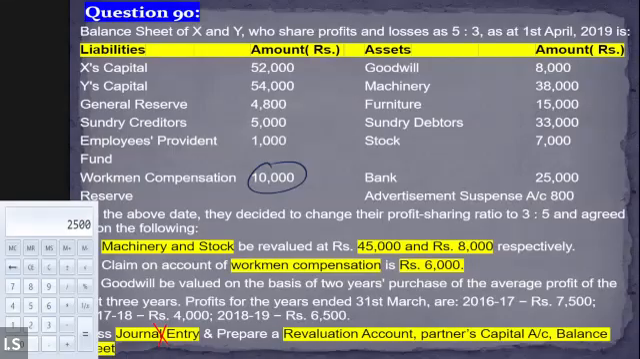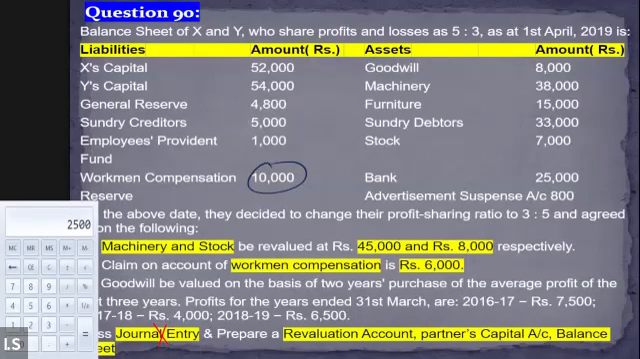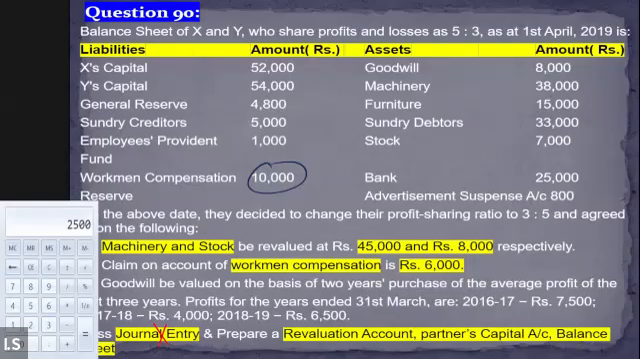Tell me who is gaining and who is sacrificing. So the old ratio itself is the sacrificing ratio, right? Oh, the new ratio is given. Okay. X is gaining and Y is sacrificing.